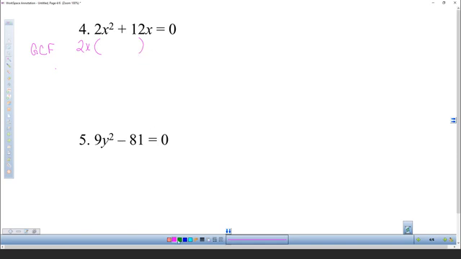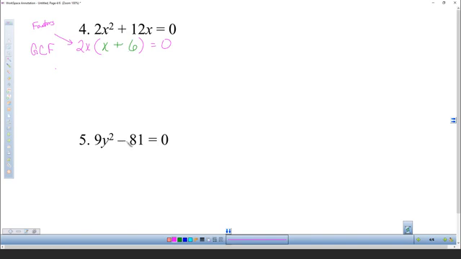That leaves me with 2x squared divided by 2x is an x. And then 12x divided by 2x is 6. So I have 2x and then x plus 6. And this product is equal to 0. So this is my factored form. So these are my factors, 2x and x plus 6. Okay, so that's a little bit different looking than the two binomials we had in the previous problems. But this is still my factored form.